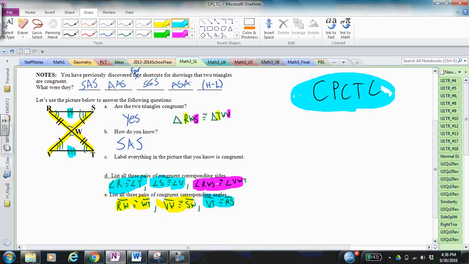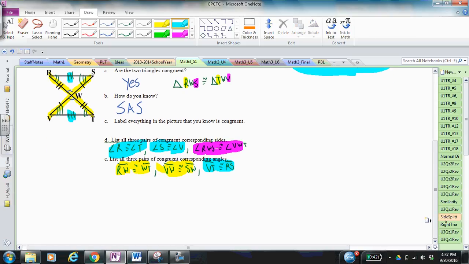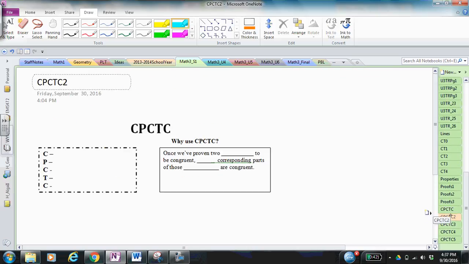So what does CPCTC stand for? Excellent question. I'm glad you asked. CPCTC stands for corresponding parts of congruent triangles are congruent. So corresponding parts of congruent triangles are congruent.